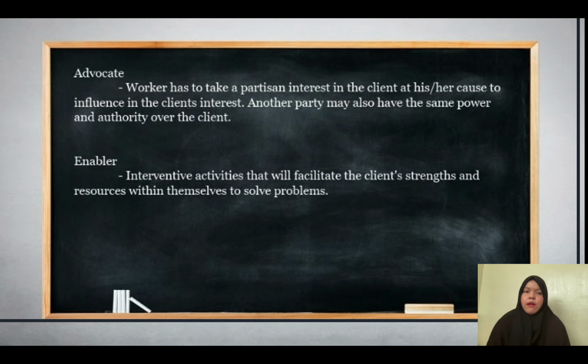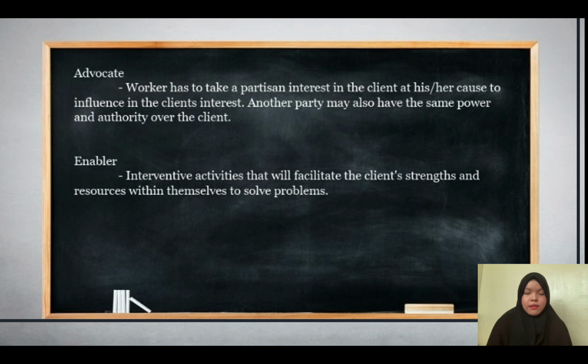So, the next one is advocate. Worker has to take a partisan interest in the client at his or her cost to influence in the client interest. Another party may also have the same power and authority over the client. So, as a social worker, you should fight for the rights of your client and work to obtain needed resources by convincing others of the legitimate needs and rights of members of society. So, social worker particularly concerned for those who are unable to speak for themselves.